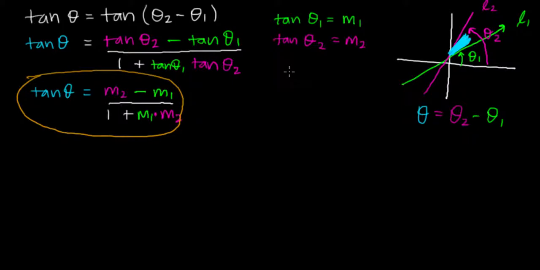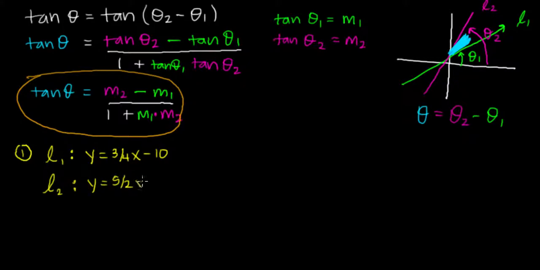So how would this problem work? Well, this is our first example. Example number 1. Suppose we had two lines. Line number 1 is y equals 3/4 x minus 10. And then we had a second line, line number 2, which had an equation y equals 5/2 x plus 1. And I wanted to figure out what is the angle between these two lines.